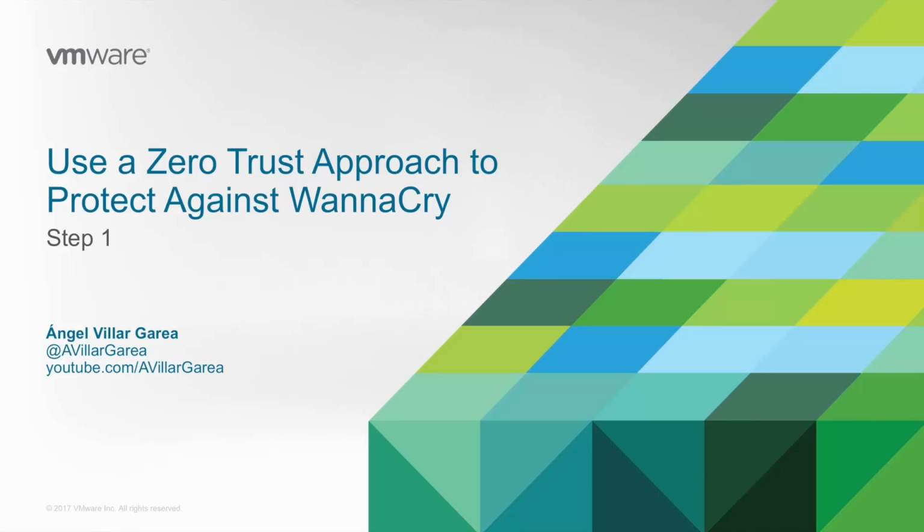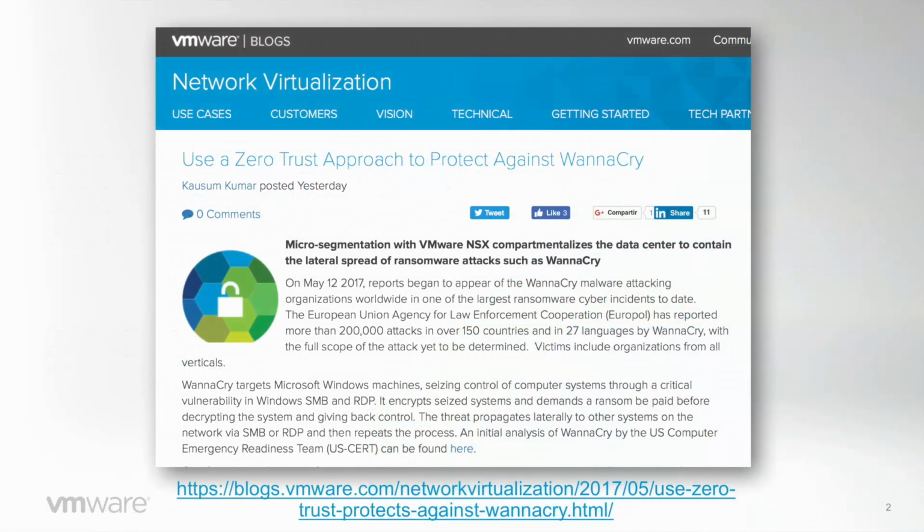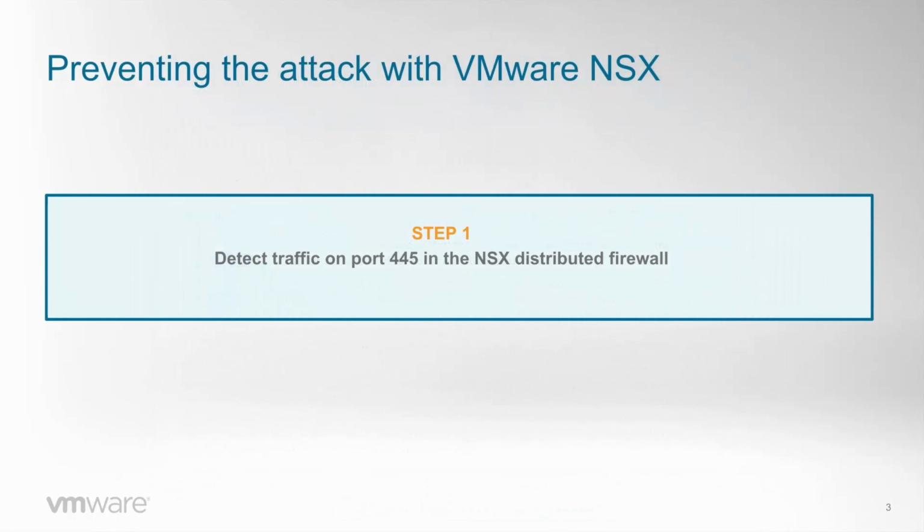My name is Angel Vilar and I am a systems engineer at VMware. This video complements the VMware blog post called Use a Zero Trust Approach to Protect Against WannaCry. Particularly, we are going to see the demo for step 1, detect traffic on port 445 in the NSX distributed firewall.